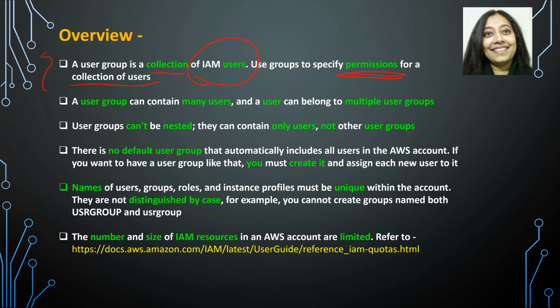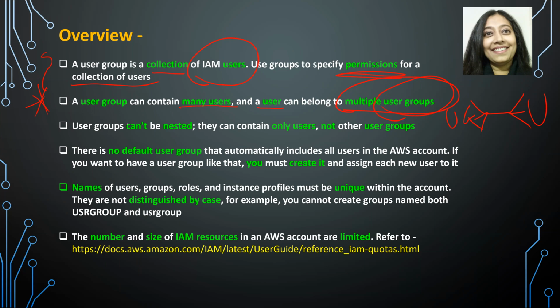A user group can contain many users, and a user can belong to multiple user groups. So this is an important statement, right? Why? Because this basically tells us the relationship between user group and users. So you have a user group and you have user, and they have a many to many relationship, right? So that means that one user group can have many users and one user can be part of multiple user groups.